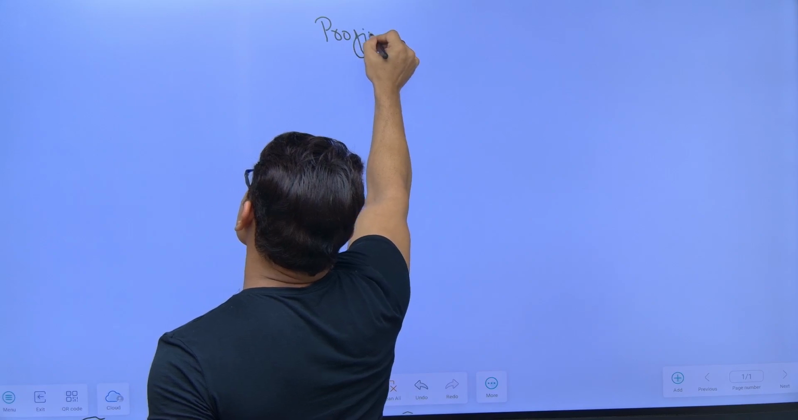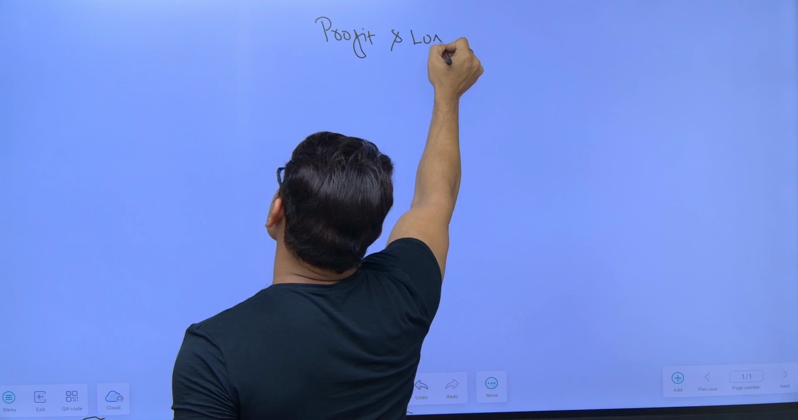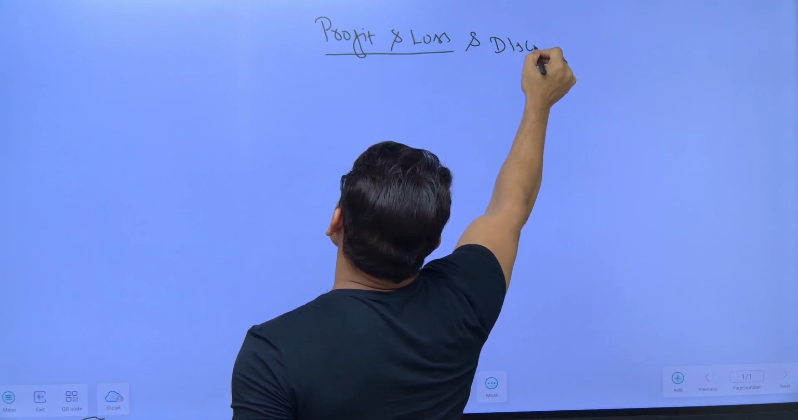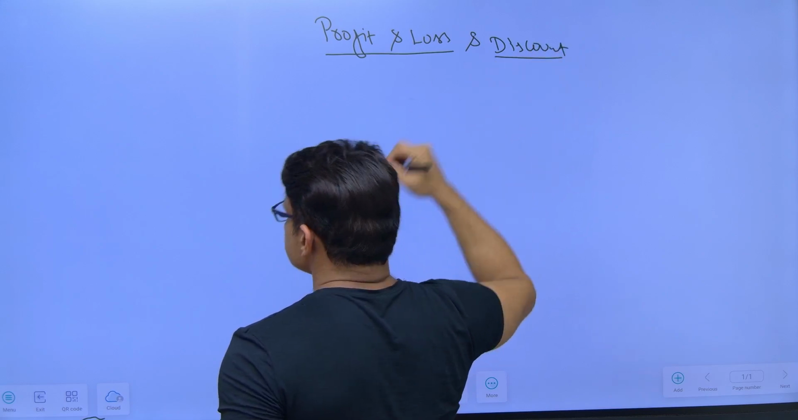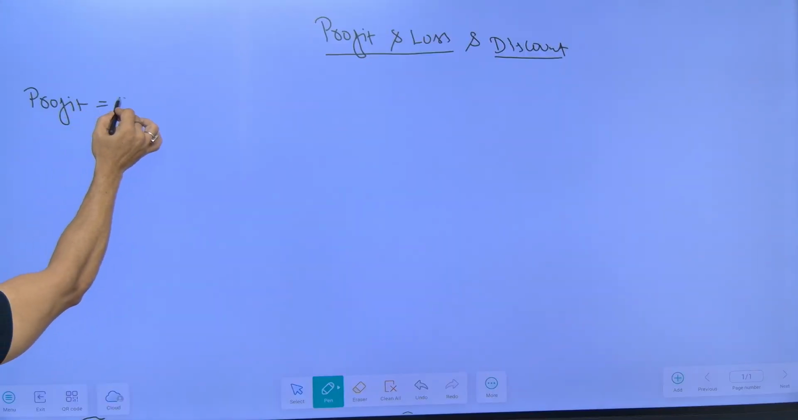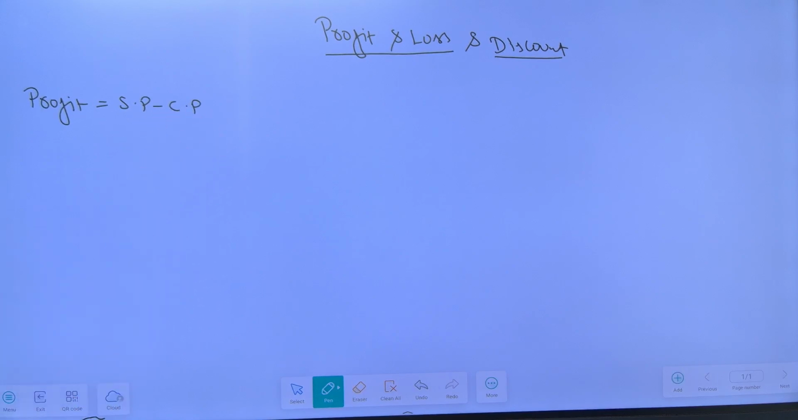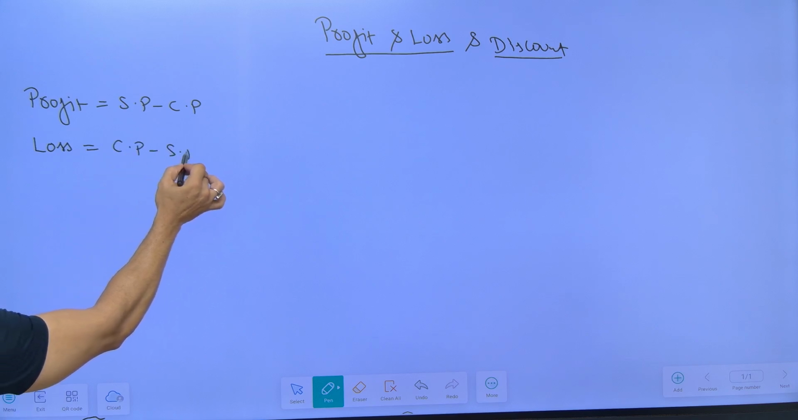Okay, let's start with profit, loss and then discount. Right? If you have to define profit, profit is nothing but selling price minus cost price. In simple terms, when selling price is greater than cost price, it's called profit. And loss is defined as cost price minus selling price.